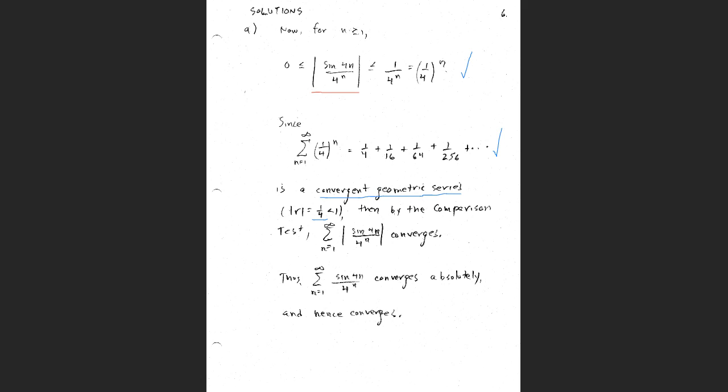So this problem is going to work similar to the last problem. And by the comparison test, since our geometric series converges, that means our series, where we have the absolute value of the terms of the series, converges also because it's a smaller series.